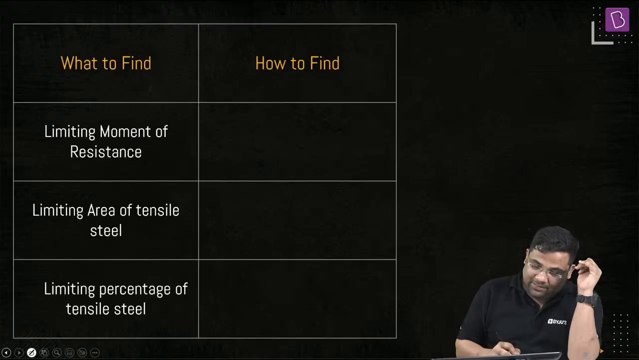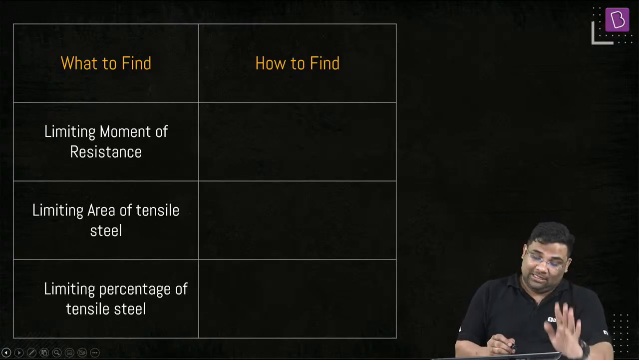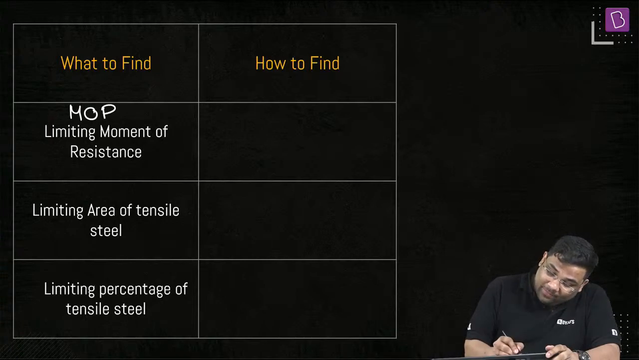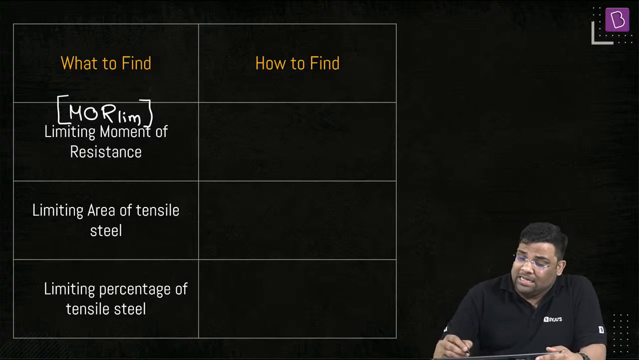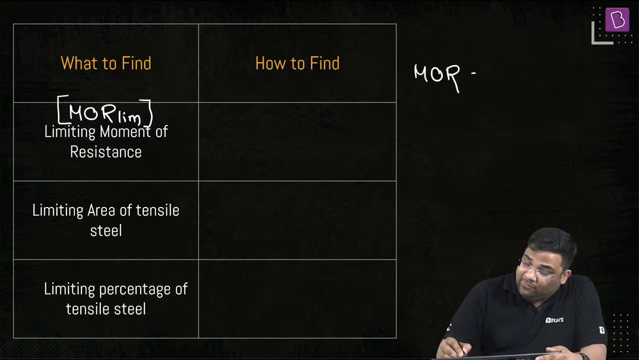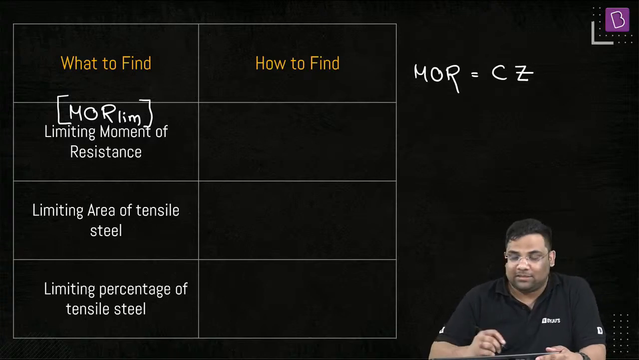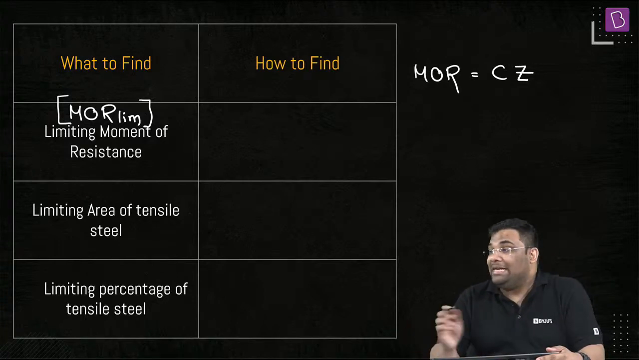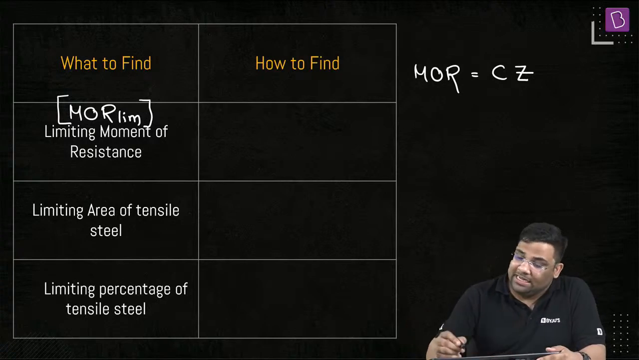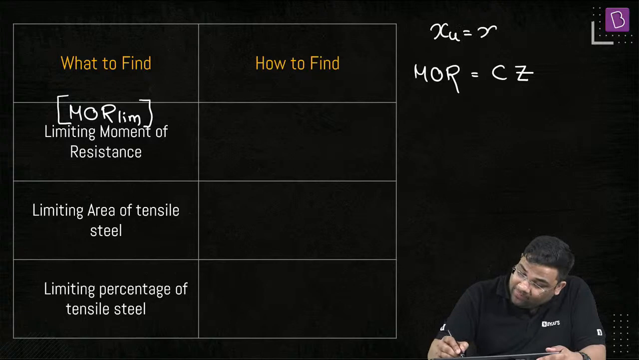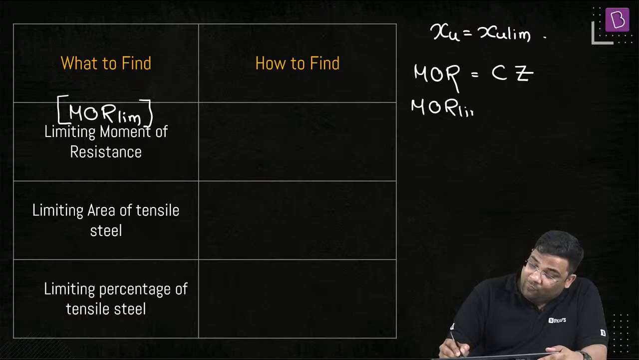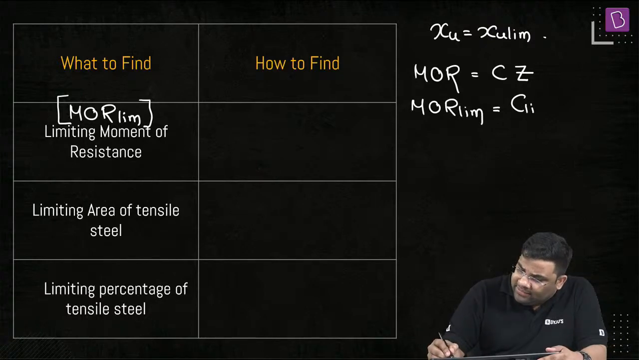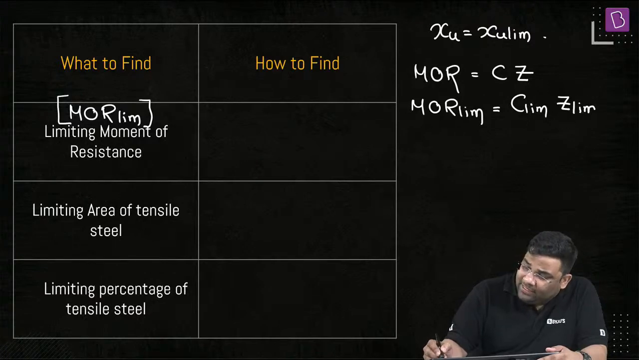The next thing which they can ask in the examination is the limiting moment of resistance, that is MOR limiting. How to find MOR limiting? That is also very easy. See, the MOR equation is C into Z, right? If you want to find the MOR in limiting condition, what is limiting condition? Limiting condition is when XU is equal to XU limiting. In that case, MOR is equal to MOR limiting. So you can find C limiting, multiply with Z limiting, and you will get your MOR limiting.